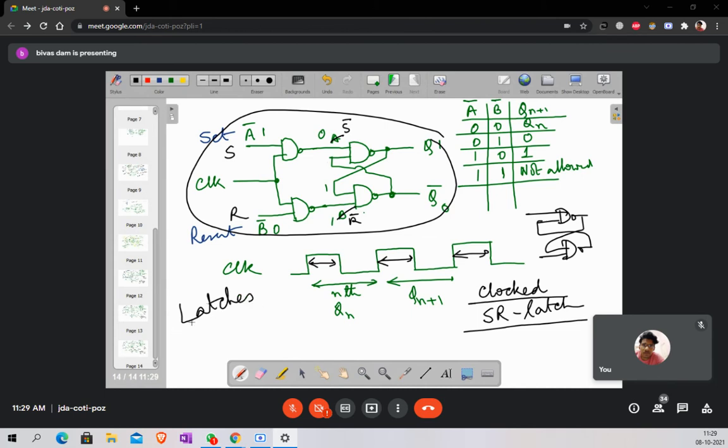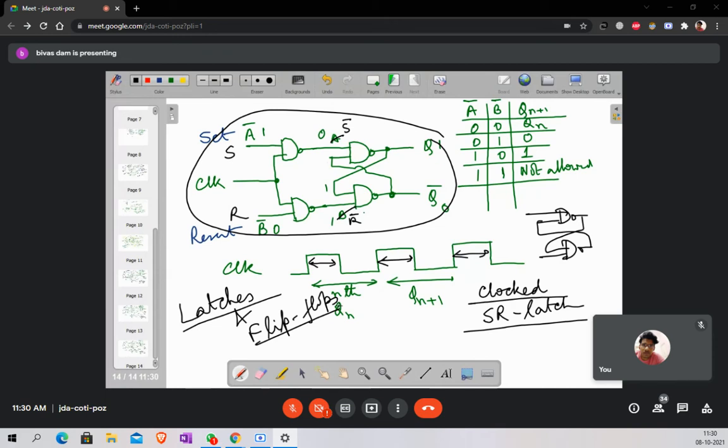There are two types of memory elements, latches and flip-flops. What is the fundamental difference between them? In the case of a latch, there may or may not be a clock. Can you name any latch which does not contain a clock signal? Basic latch, NAND latch, NOR latch. They are the latches which do not involve any clock signal. Whereas this clock SR latch is a latch where I have used one clock signal.